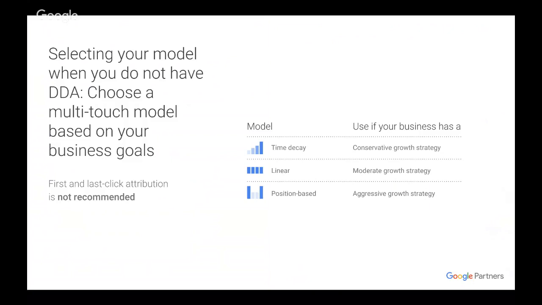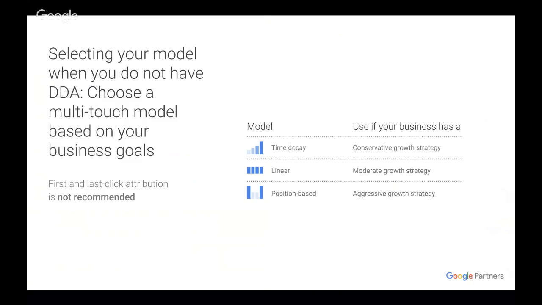Also, consider that choosing your attribution model mostly depends on your growth strategy. Why? Well, by giving more credit to the later touch points, you are optimizing your ads for users that already know your brand and your brand name. And in this way, time decay is a good option if you want to deepen your relationship with new customers.